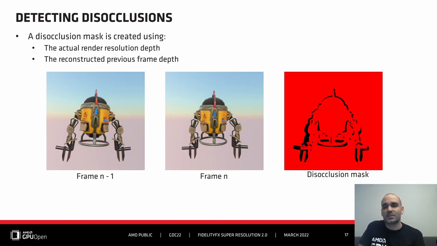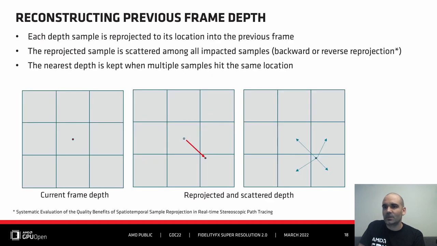So the three images that you can see there is again the motion between frame n-1 and n. And on the right hand side picture, you can see in black the areas that are actually revealed when the drone moves, and that's the disoccluded areas. So I mentioned reconstructed previous depth. Let's see how we build that.